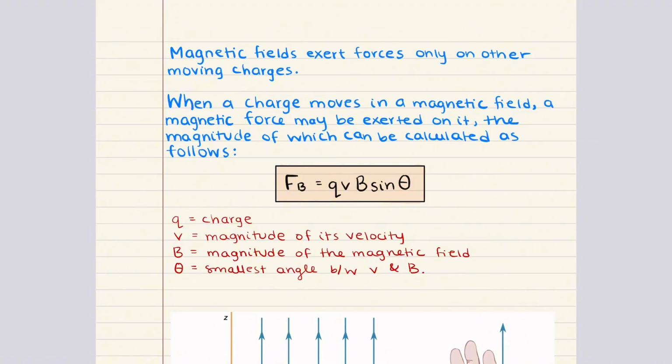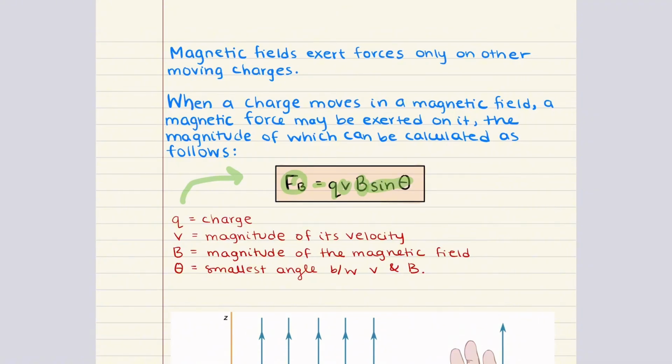The force can be calculated using this equation here, where FB is the magnetic force, and it's equal to Q, which is the charge of the particle, multiplied by V, the magnitude of the particle's velocity, multiplied by B, which is the magnitude of the magnetic field, and multiplied by sine theta, where theta is the smallest angle between the velocity vector V and the magnetic field vector B.